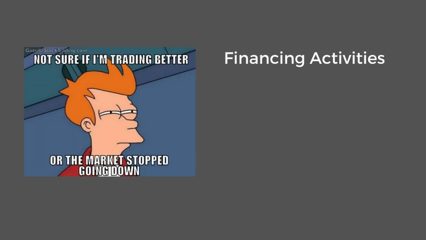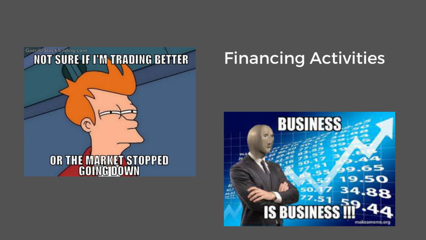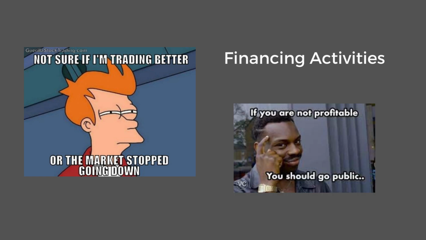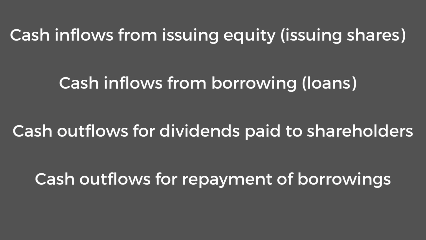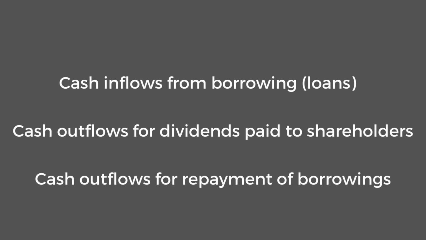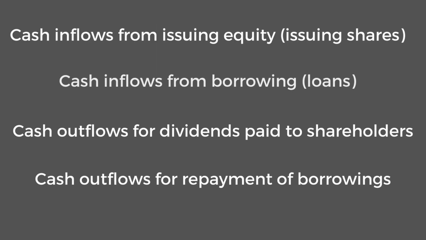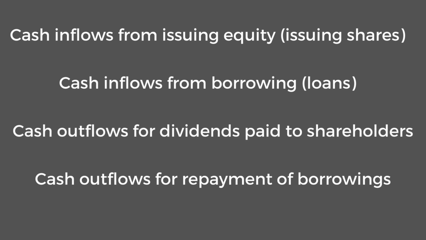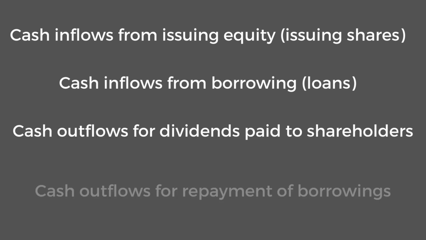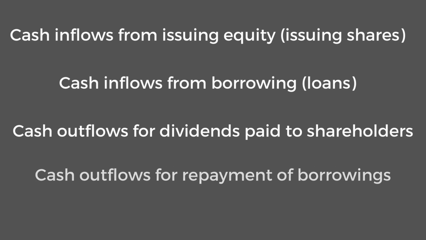Financing activities. This section focuses on cash flows related to the financing of the business. It involves activities that affect the company's capital structure, such as obtaining funds from investors or repaying loans. Financing activities generally include cash inflows from issuing equity, think of shares of a company, cash inflows from borrowing, cash outflows for dividends paid to shareholders, cash outflows for repayment of borrowings.